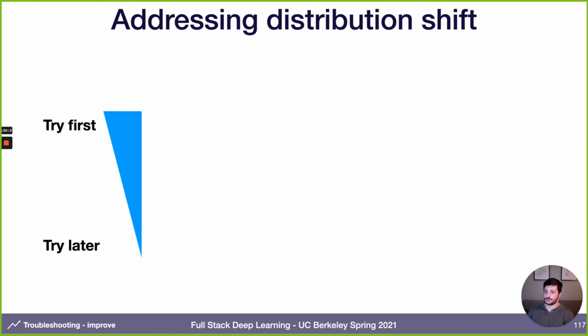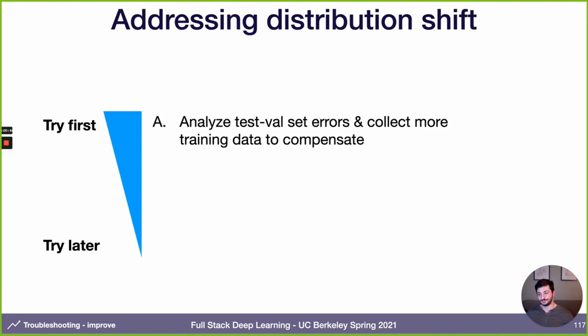There's fewer things to try here, which is both good and bad. Good because it's simpler to pick the one that you want to use. Bad because it's just a harder problem to deal with. The first thing that I would do here is look at the errors in your test validation set, and I would look at those errors manually, almost one by one. And then I would try to reason about what are the different causes of the errors that are in our test validation set, but not our train validation set. And I would go and actually try to collect more data to try to compensate for that.